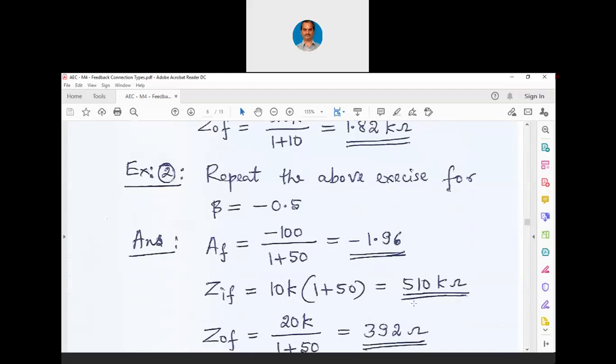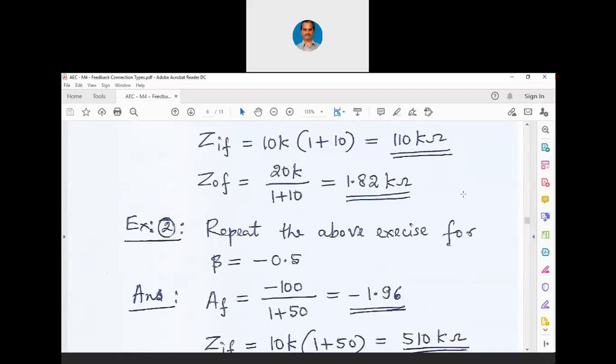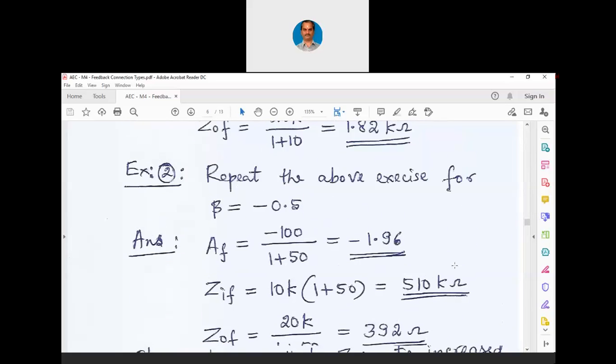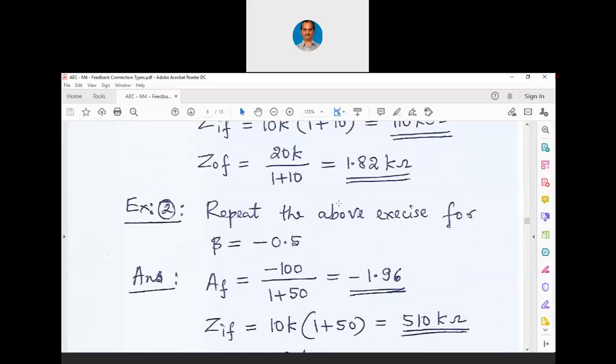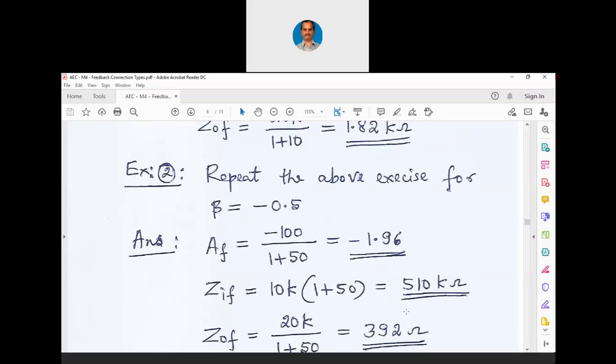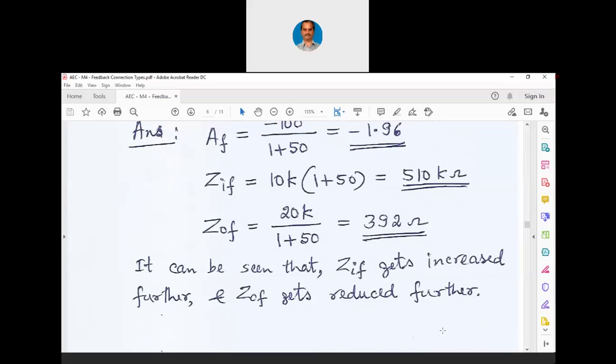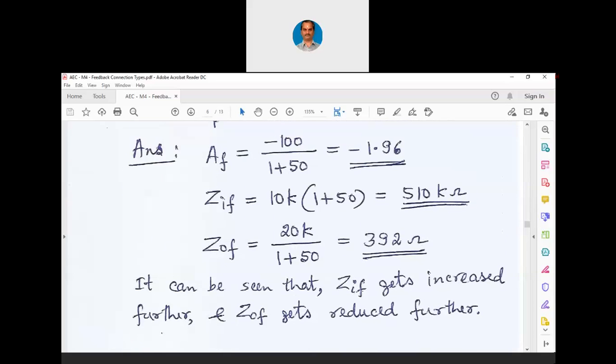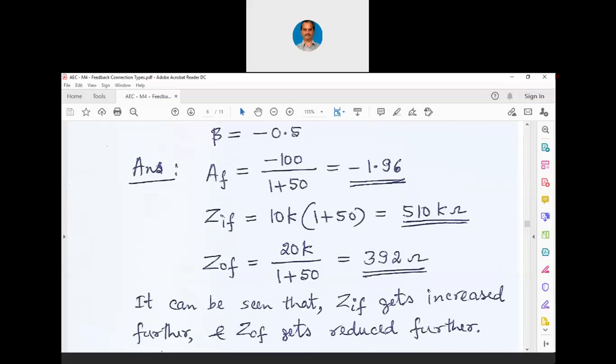What about input impedance? Input impedance is now 510 kilo ohms. Earlier it was 110 kilo ohms. Input impedance is further increased. What about output impedance? Output impedance is now 392 ohms. It was around 1.82 kilo ohms earlier. Now it is 392 ohms, means output impedance is also further reduced. So now it can be seen that ZIF gets increased further and ZOF gets reduced further when the beta ratio is increased. So this way we have the advantages of negative feedback.